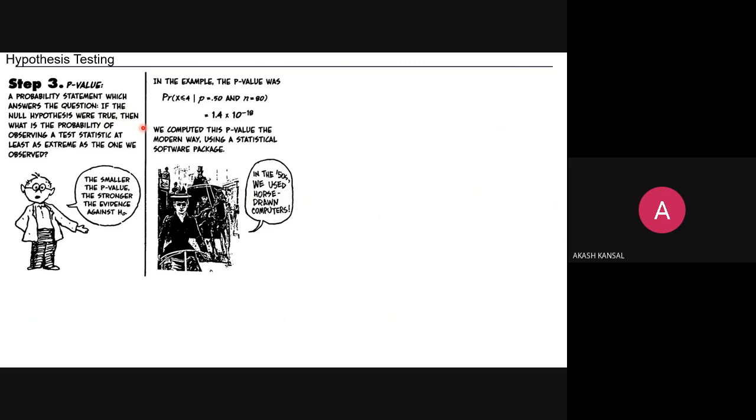In the example, the p-value that we got was 1.4 times 10 to the power minus 18. Again, this was calculated using modern computers.